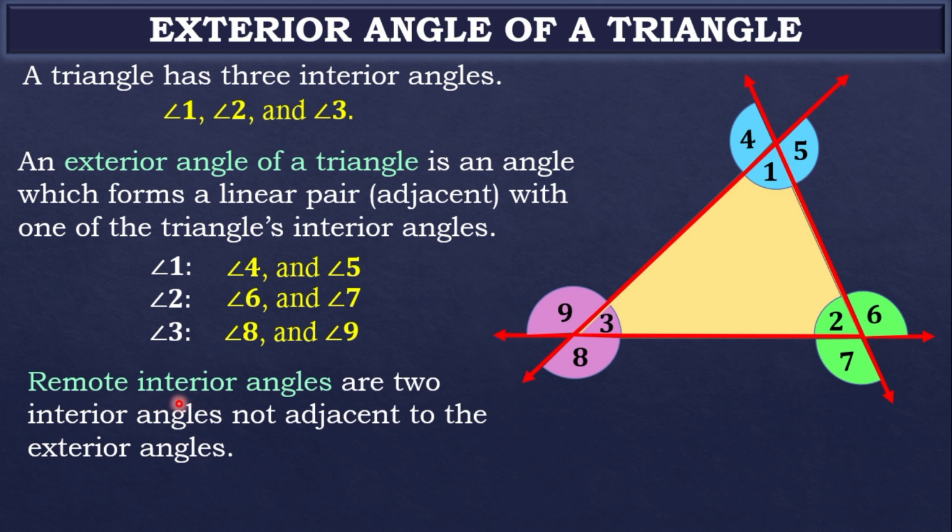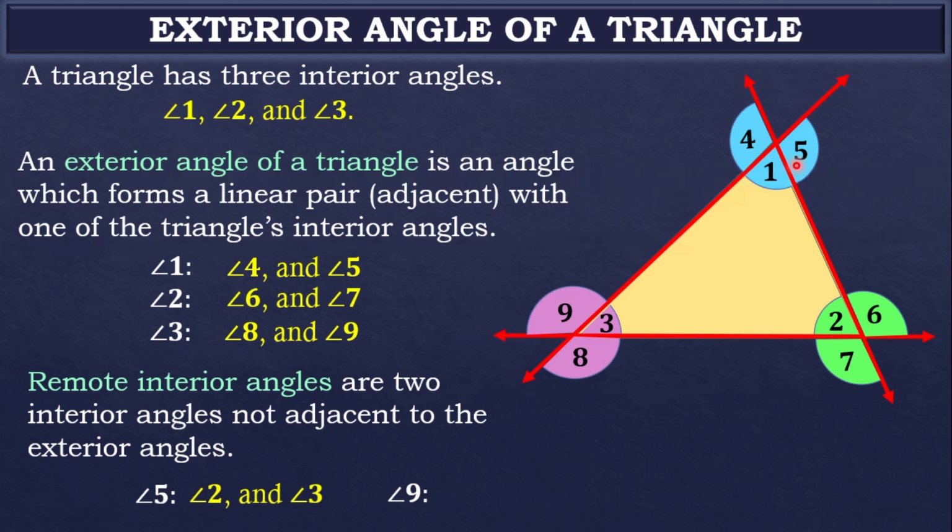Now, what do we mean by remote interior angles? Pag sinabi nating remote interior angle, ito yung mga interior angles na hindi adjacent sa exterior angle mo. So, halimbawa, meron akong exterior angle na 5. Kuha tayo ng isang exterior angle. Ano yung dalawang interior angle na hindi adjacent sa kanya, hindi niya katabi, hindi linear pair? So, we have angle 2 and angle 3. Yun po yung tinatawag natin na remote interior angle. So, pag sinabi natin remote, ito yung dalawang interior angles na hindi adjacent sa exterior angle mo.